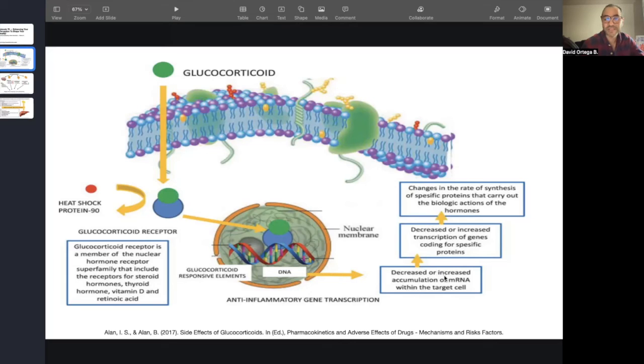They are going to decrease or increase the accumulation of mRNA within the target cell, of very important proteins in terms of your immunity. They are going to decrease or increase transcription of genes coding for specific proteins of your immune system, and they are going to change the rate of synthesis of specific proteins that carry out the biologic action of hormones. So they are going to disrupt your whole hormonal system.